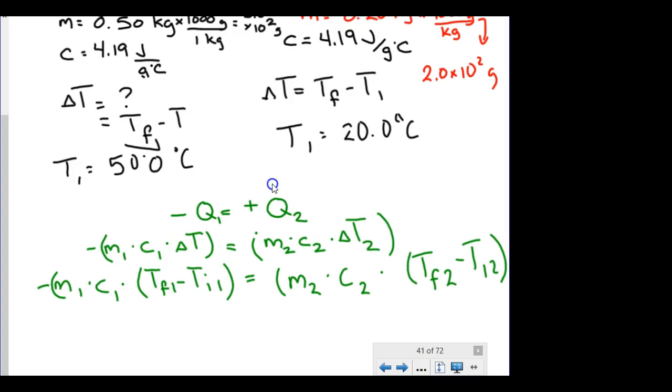Gentlemen, I'll lose you really, really quick on this. This is the hardest that this question is going to get. I took Q and I expanded it into its MC delta T formula. I took delta T and I expanded it into TF minus TI.